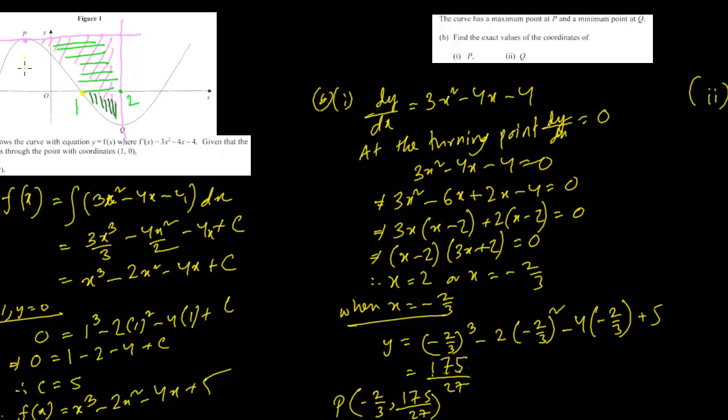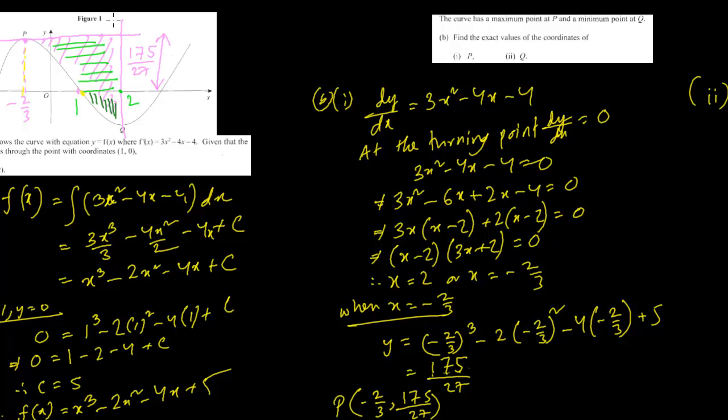So we know that the x coordinate of P is minus 2 by 3, and we know this is 1. So for this rectangle, the height of the rectangle from this to this is the y coordinate of P, so this is 175 by 27. This is the vertical.